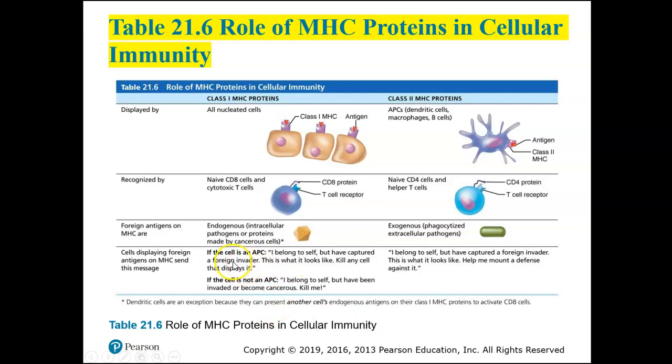And I like this down here. It says if the cell that's displaying the class 1 protein is an antigen-presenting cell, that is telling the immune system, I belong to self, that I have captured a foreign invader. This is what it looks like, the antigen. Kill any cell that displays it. If the cell is not an antigen-presenting cell, it's saying, I belong to self but have been invaded, like by a virus, or become cancerous. Kill me.